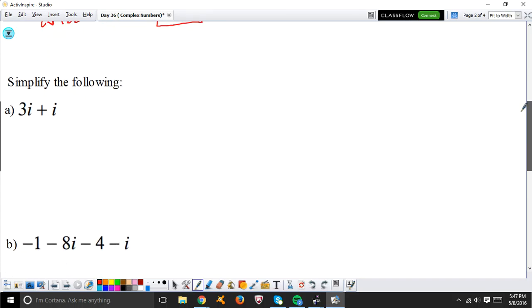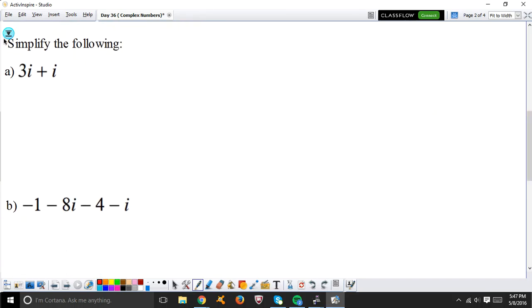Now, how do we actually simplify? How do we actually work with imaginary numbers? Well, you can start thinking of imaginary numbers like a variable. You can combine them as if they were a variable. Now let's look at example A. Again, if they have the same i, you can just add the coefficients.